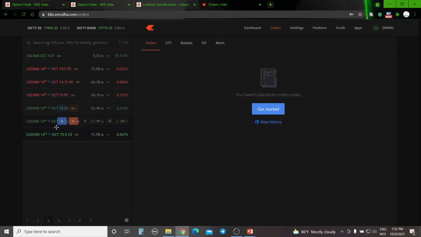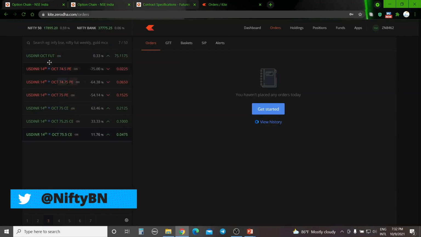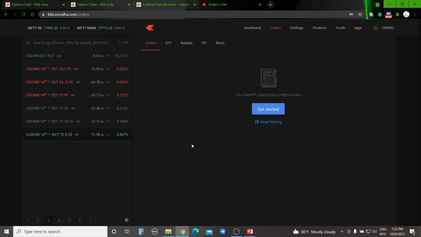I have kept the option contracts here, and the October future contract is also here. In October, the future will always trade at a premium to the spot. You know what the spot is? 74.99. So the future is trading 11-12 paisa above the spot. So this is the spot; you can consider 75 as the spot.